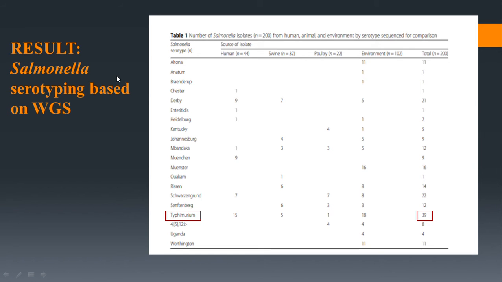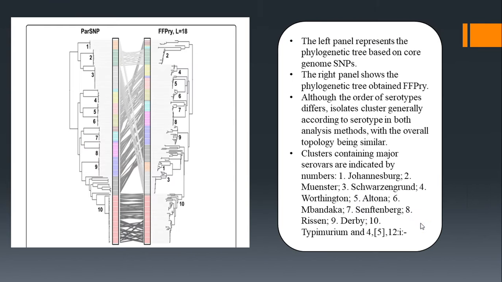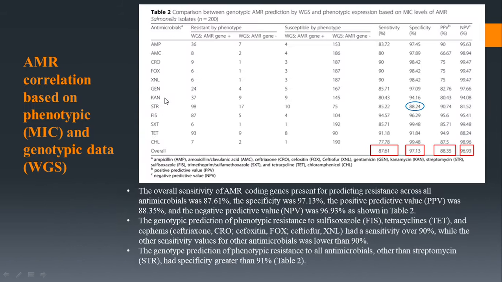This is the result of Salmonella serotyping based on whole genome sequencing. We can see that Salmonella Typhimurium has the highest total number of Salmonella isolates. The left panel represents the phylogenetic tree based on core genome SNP, and the right panel shows the phylogenetic tree obtained from FFPry. Although the order of serotypes is different, the isolates cluster generally according to serotype in both analysis methods, so the overall topologies are similar.